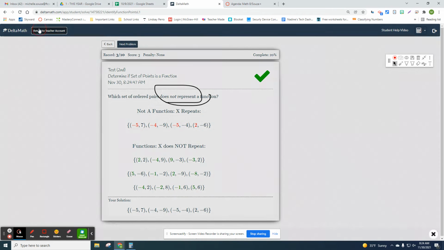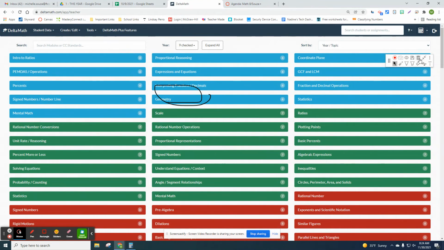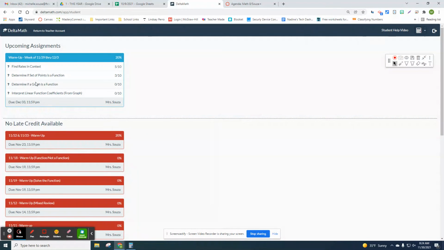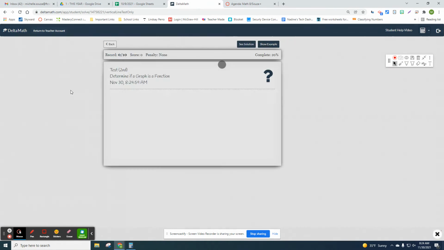All right, now let's go back. That's not what I wanted to do. And do the other function one. So determine if a graph is a function.